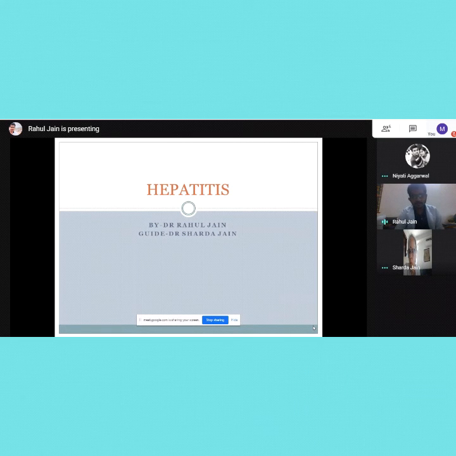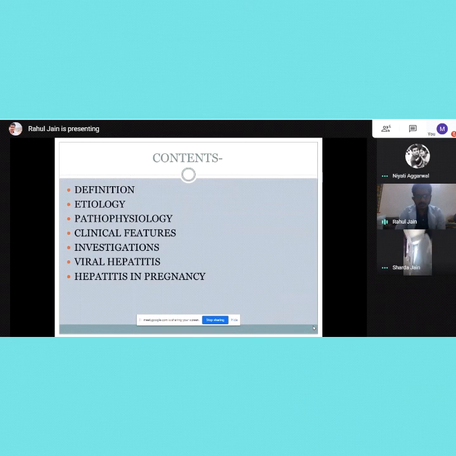So today we shall discuss the topic of hepatitis on the occasion of Doctors Day, which is a very interesting topic, and we'll try to discuss it in a very crisp manner. And myself, Dr. Rahul Jain, and these lectures are happening under the guidance of Dr. Sharda Jain. So this is the structural framework for today: from definition and etiology, we'll go over to clinical features and investigation, and in the end, we'll finish the discussion with viral hepatitis in a little more detail.